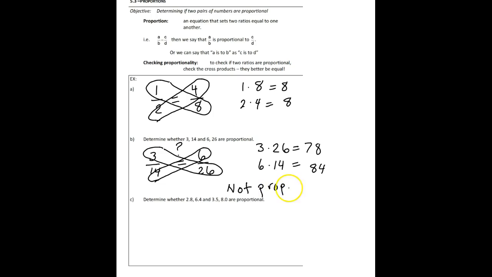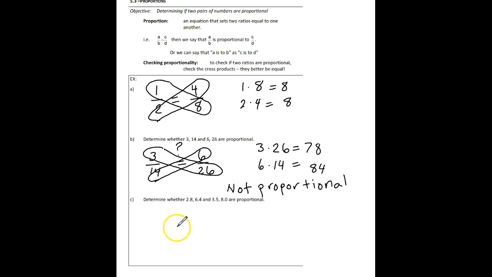And it's important that you actually answer the question. So this says determine whether they are proportional. The answer is that they are not proportional. Okay, so make sure just doing the work is not enough. You have to make sure that you answer the actual question.